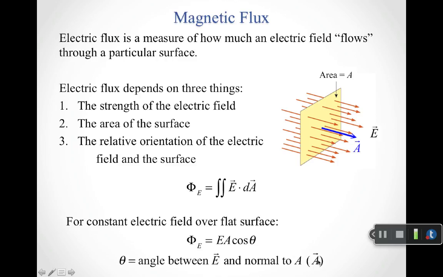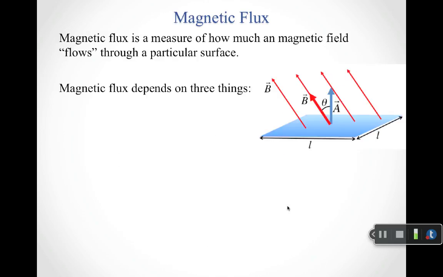So we remember that the area vector is normal to the surface itself. So if the surface is running like this, you can see that the area vector is perpendicular to that surface. And so theta here in this particular equation happens to be the angle between the electric field vector and the area vector. So in just an absolutely analogous way, magnetic flux is a measure of how much a magnetic field flows through a particular surface.